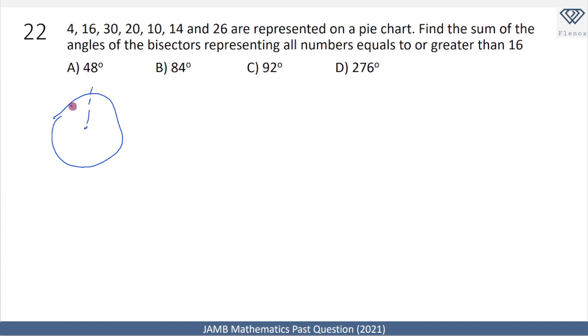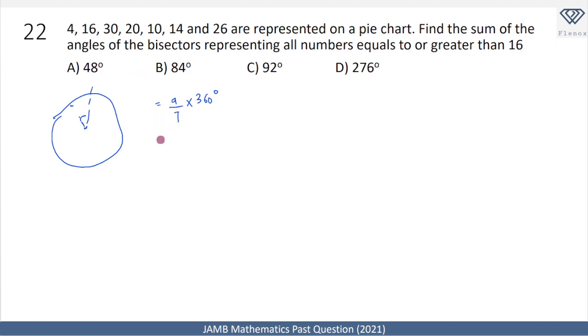Now you know that, for example, the angle of one particular point, let me call this particular point A, if I want to convert or find the angle of this particular point, it is going to be equal to A over the total number times 360. That is where I'm going to convert one of these numbers to an angle.